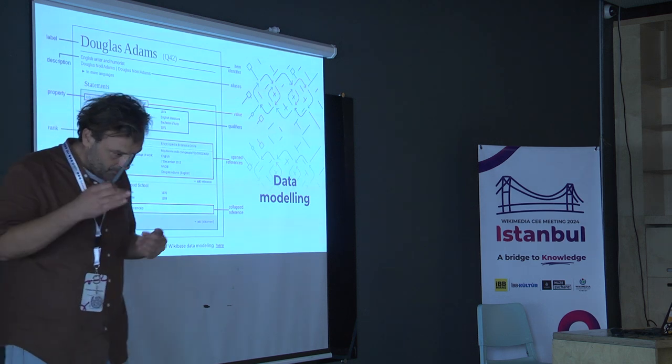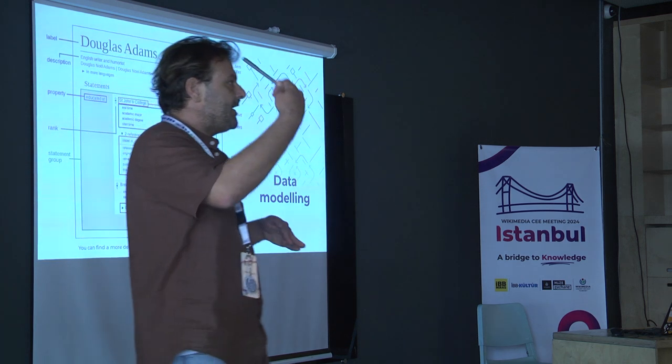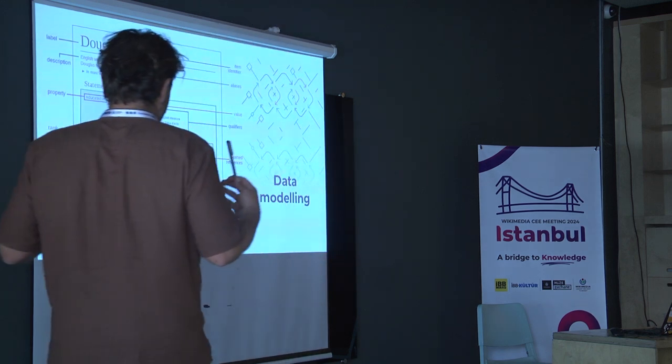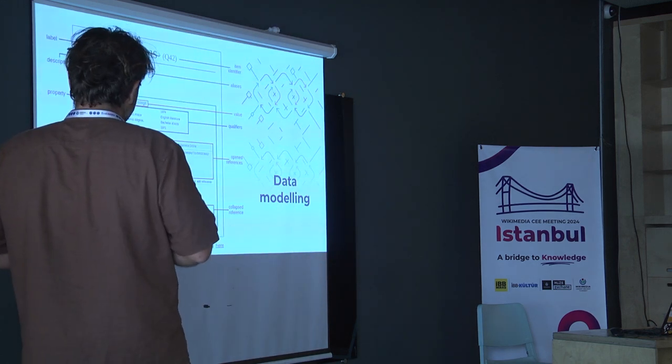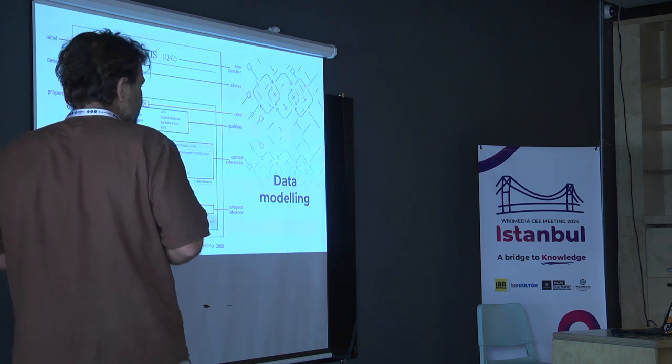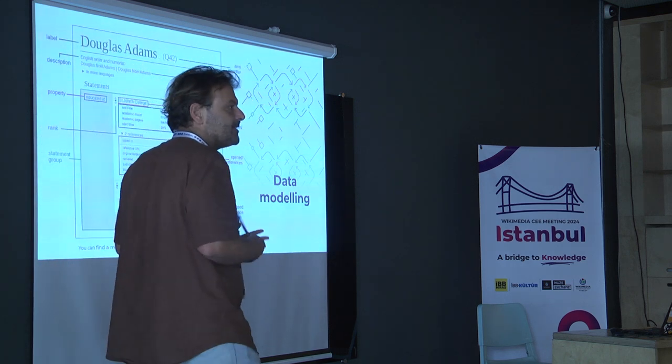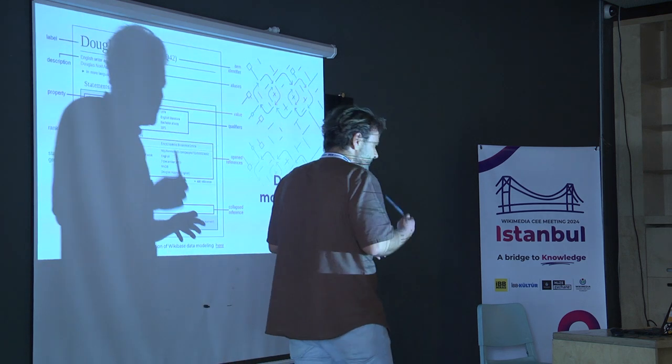a way to control our preference among different values for the same statement. And references, like where does this info come from?